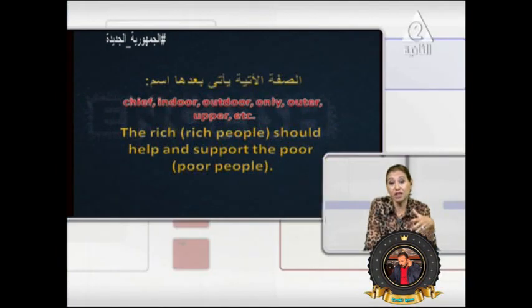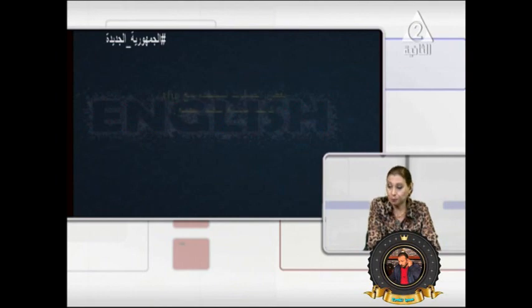زي لما أقول the rich، أنا قلت the rich بس، المعني منها rich people. the poor الفقراء تعني the poor people. فدي بعض الادجكتيفز اللي انا I don't need to use nouns بعديها. فلما اقول the poor انا مش محتاجه اقول the poor people، خلاص the poor معناها الفقراء. So the rich should help and support the poor. I don't need to use a noun to follow.